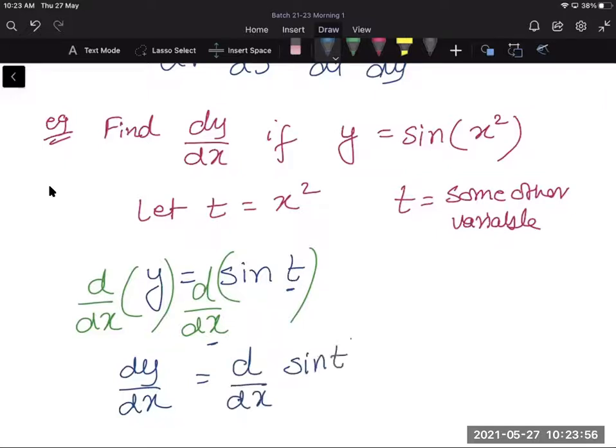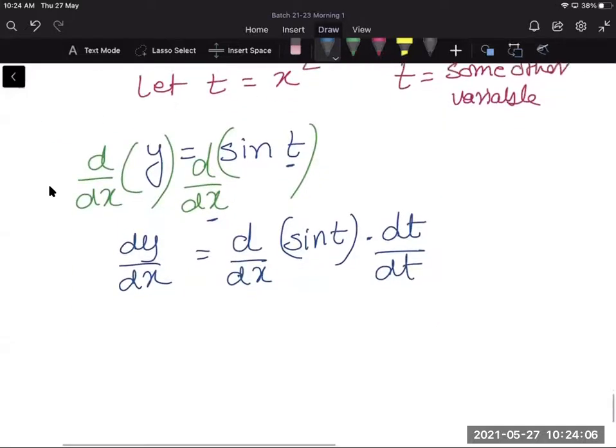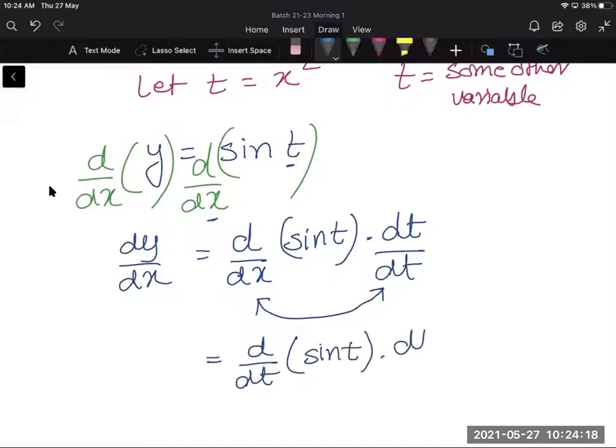So what we do is we use the chain rule and we multiply and divide by dt. This is where the utility comes in. Okay, and once we multiply by and divide by dt, then we can exchange the denominators, and this will become d by dt of sine t into dt by dx. Now this thing is completely solvable. इसमें कोई प्रॉब्लम नहीं, क्योंकि जो ये वाला वेरिएबल है और ये वाला वेरिएबल अब सेम हो गए.